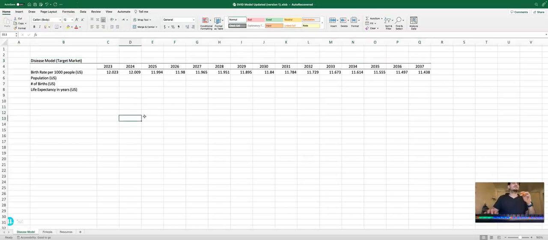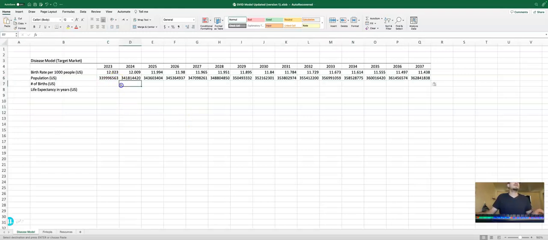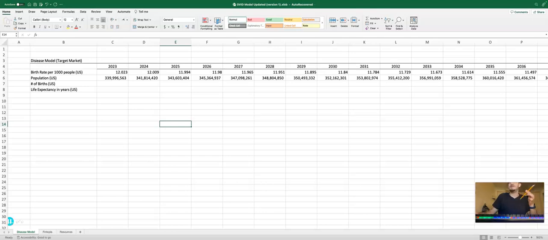Okay. The population in the US, and this is its projected population as well. Copy. And I'm just going to paste values. Keep source formatting, just paste values. That's all I care about at this point. Okay, this is awesome. What else do I need now?